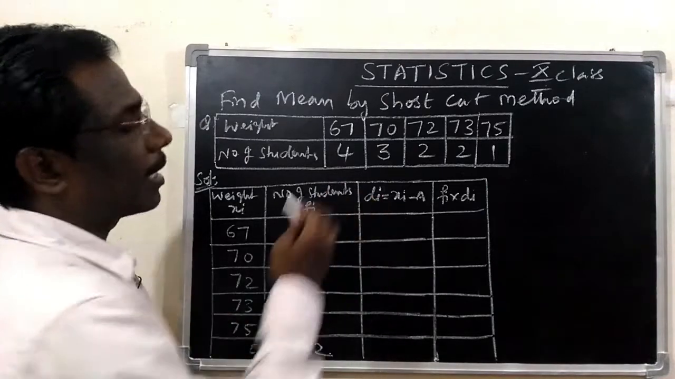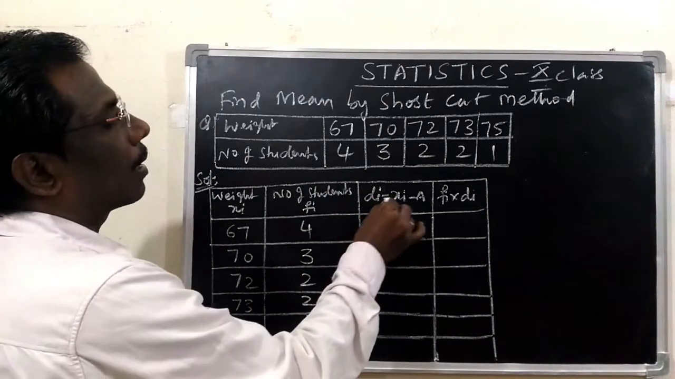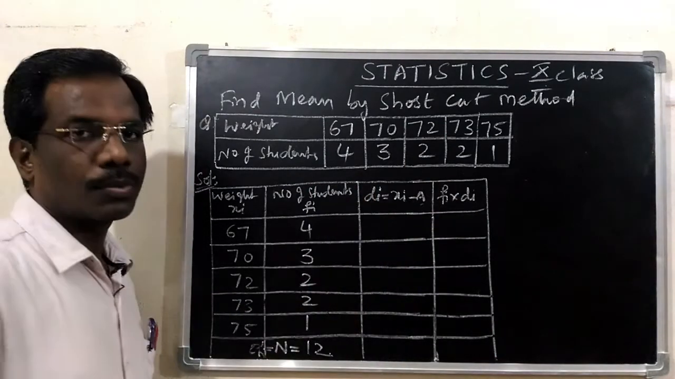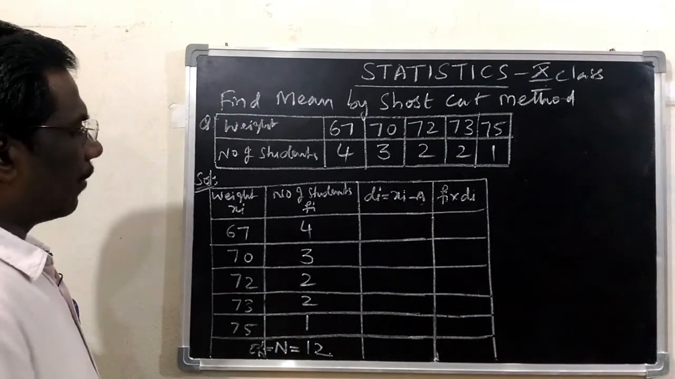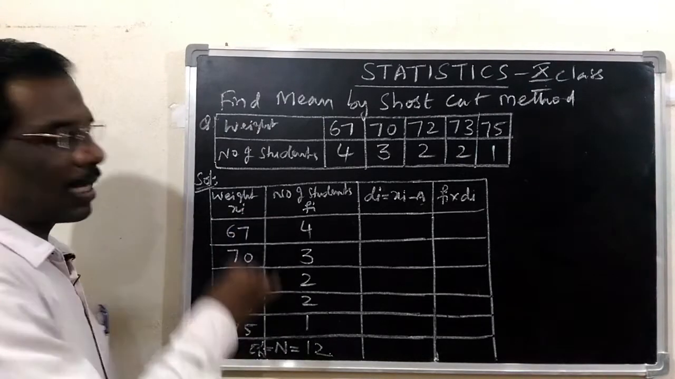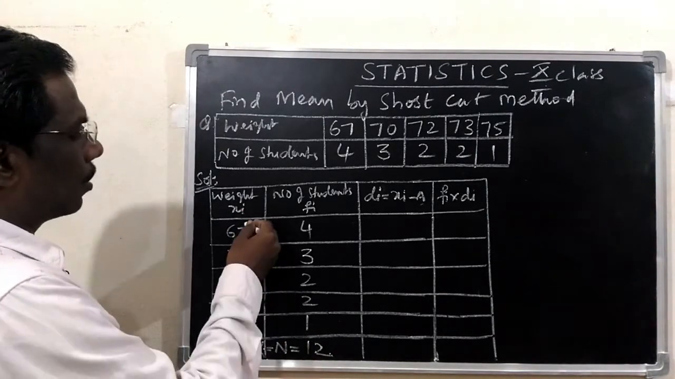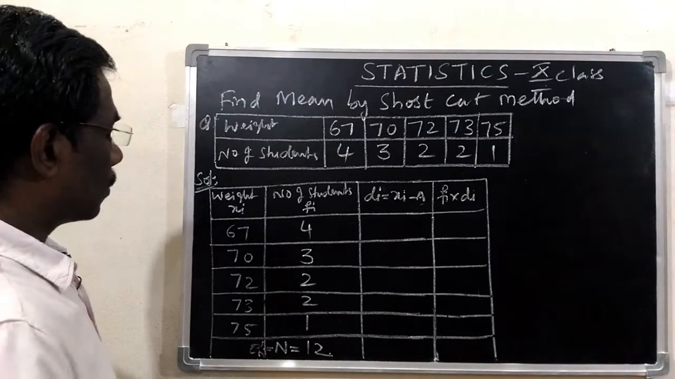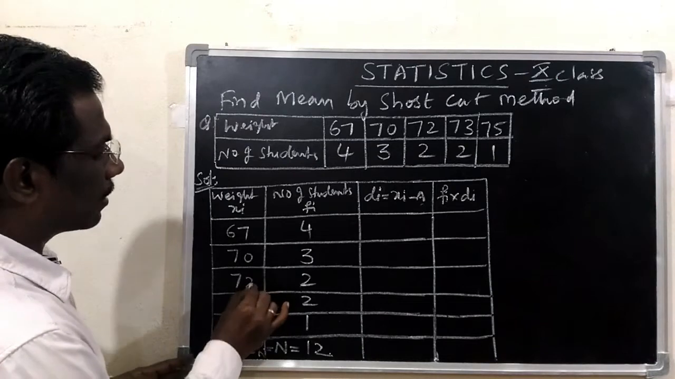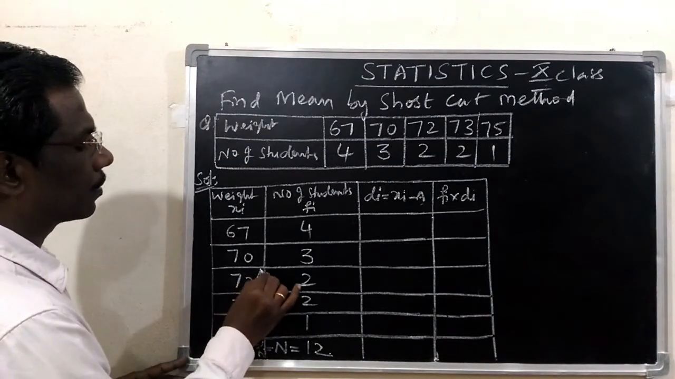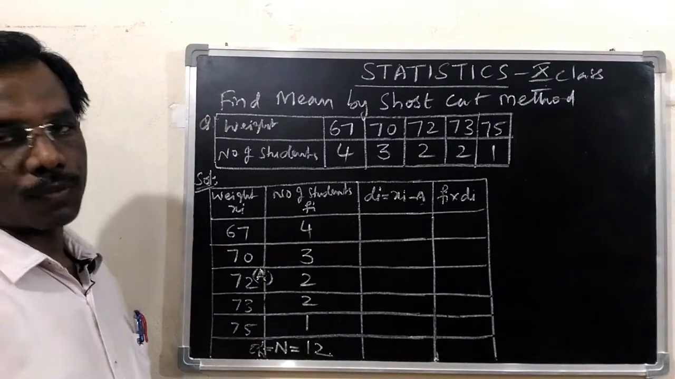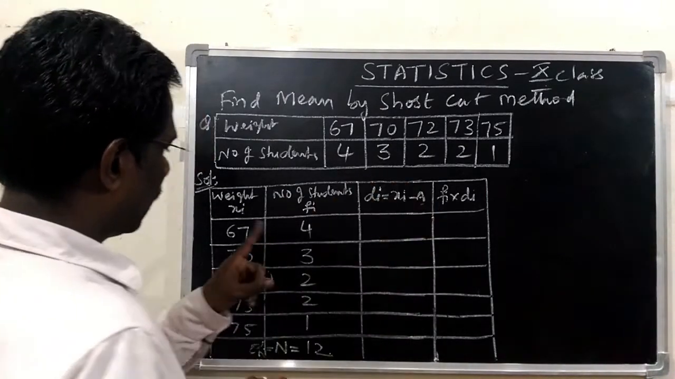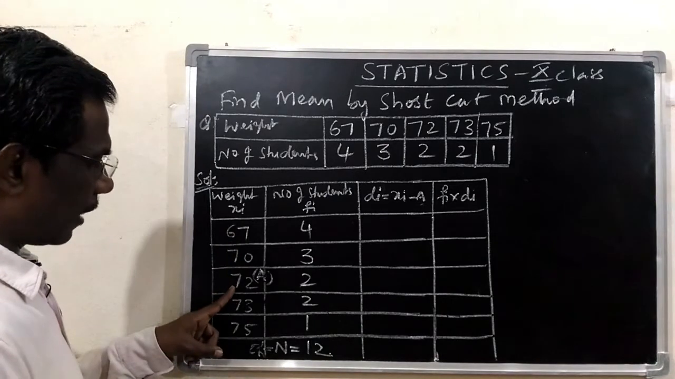Next, find di. We get it by xi minus a. So first we take an a value. Assume a value from the xi values. Any one of these values can be assumed as a. So now I am assuming a as 72. A is 72. So here we write xi minus a. This is xi and this is a.